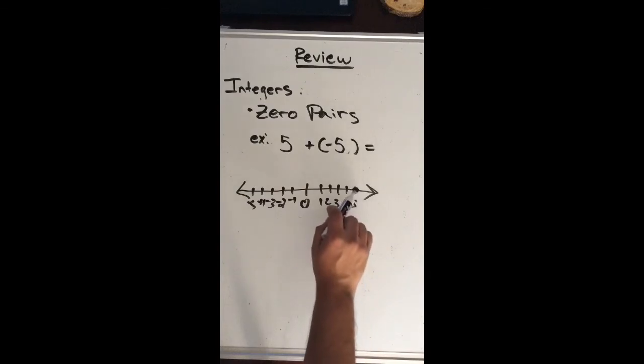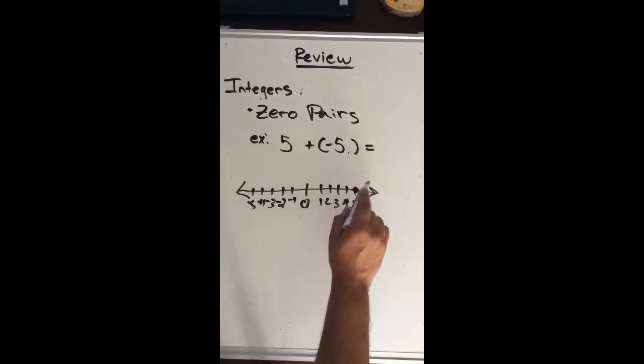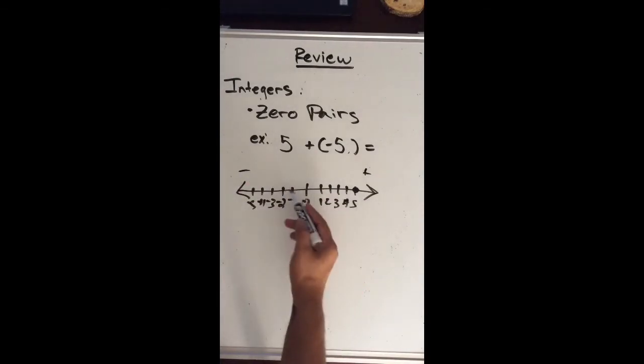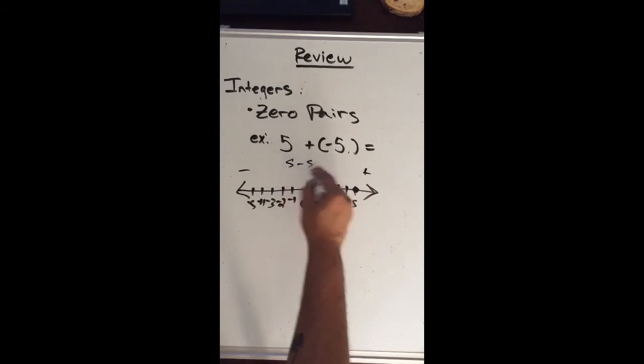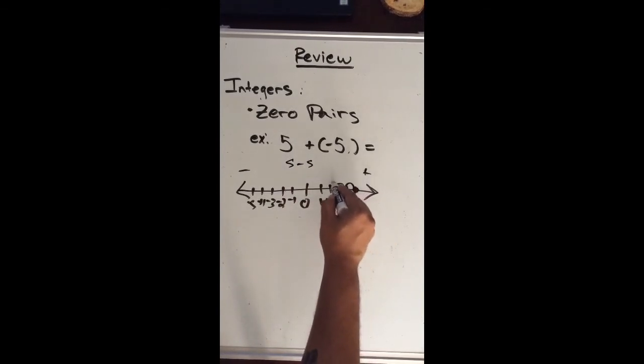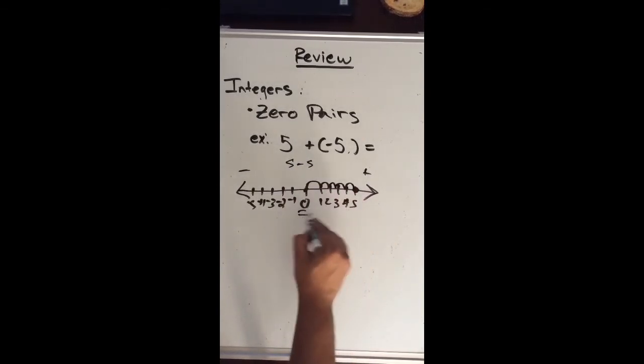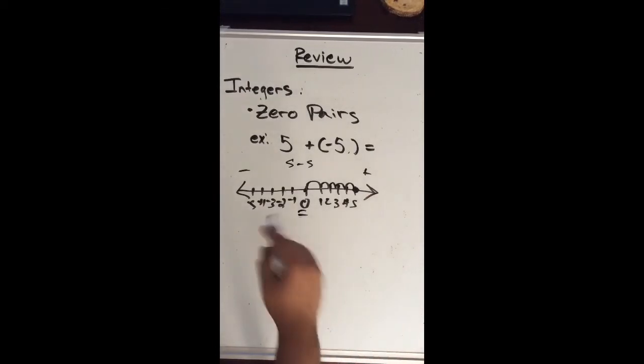Add. So if we're adding, we're going this way to the right. But remember, we're actually going that way because this is the opposite. Negative 5 is opposite. This turns into 5 minus 5. So if we go here, 1, 2, 3, 4, 5. We're at 0. But let's double check that.